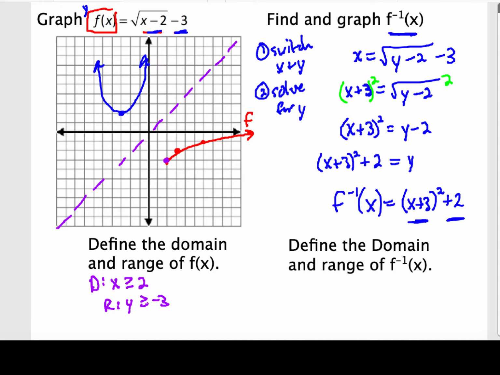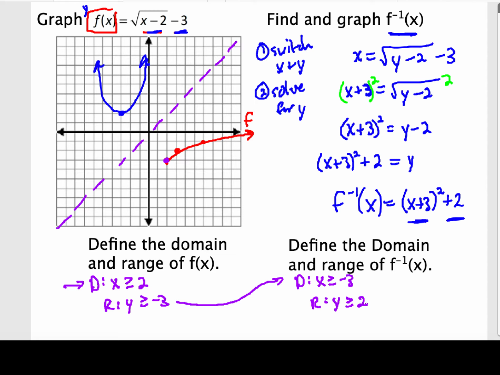But remember, to find an inverse, we switch x and y, which means we've switched the domains and the ranges. So this range is now going to become the domain of the inverse function. So x now needs to be greater than or equal to negative 3. And at the same time, the domain of the old function just became the range. The range would be y is greater than or equal to 2.